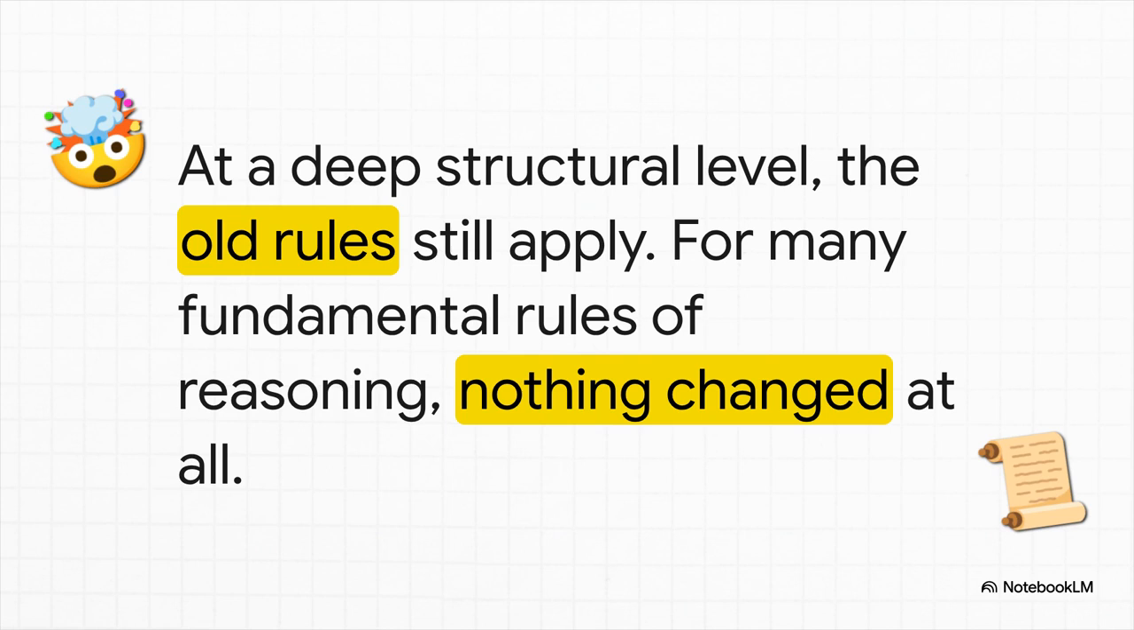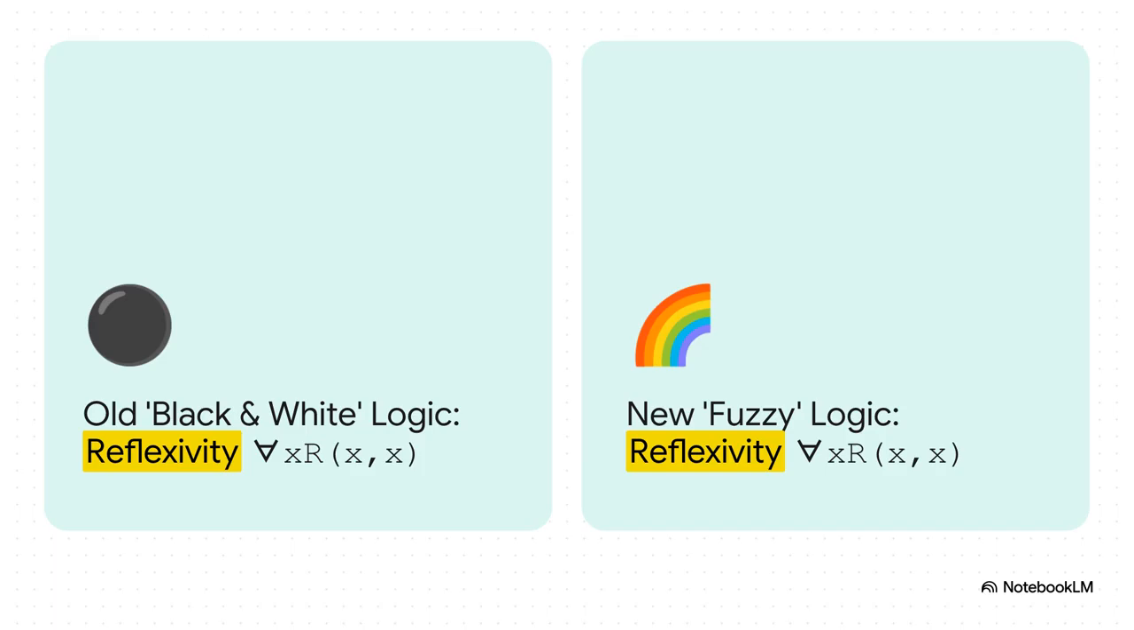Just think about how wild that is for a second. After building this entire sophisticated bridge to a new world of logic, they looked at the blueprints and realized that for the most important structures, nothing had changed. The old rules, the black and white rules, were secretly powering the fuzzy logic all along. Let's take a basic logical rule like reflexivity, the idea that everything is related to itself. In the old black and white logic, its mathematical formula looks like this. Now, everyone expected the formula for the new fuzzy logic to be way more complicated, but it wasn't. It was identical. The foundation was the same, whether you're using a light switch or a dimmer.